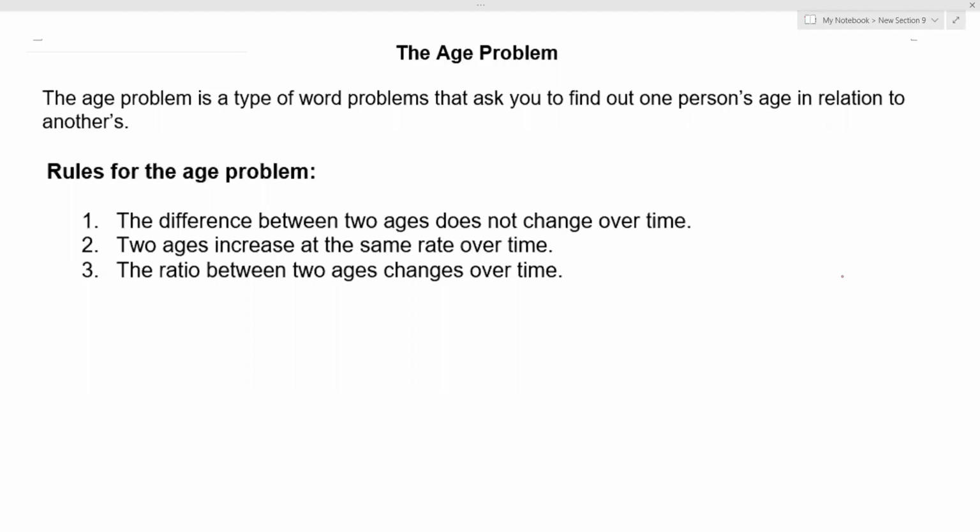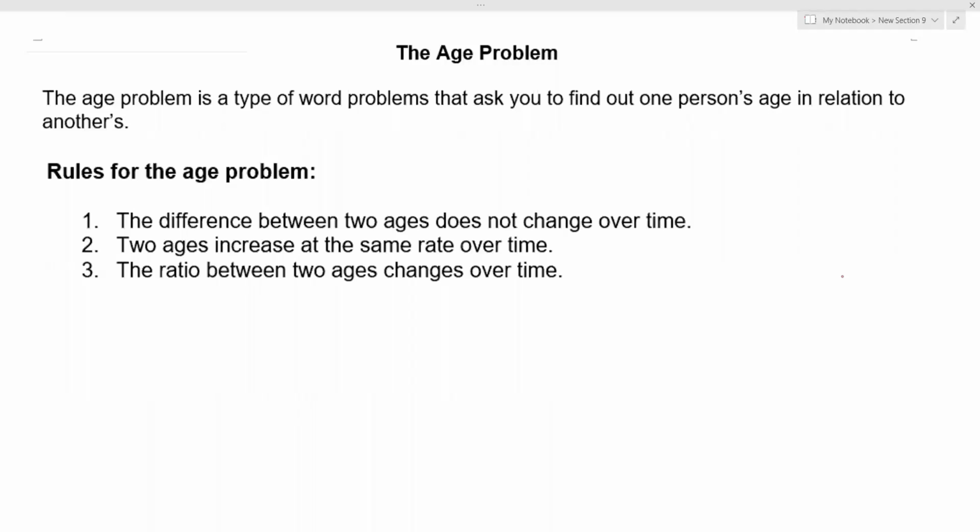The second rule: two ages increase at the same rate over time. Let's just say you are 10 right now, and you are 3 years older than your brother. Your brother is 7 years old right now. In 5 years' time, you will be 10 plus 5, 15 years old. But for your brother, his age increases at the same rate. So he will be 7 plus 5 equals 12 years old in 5 years' time.